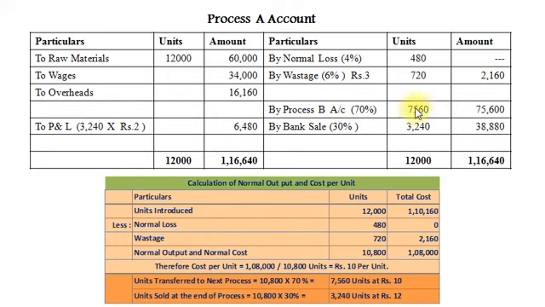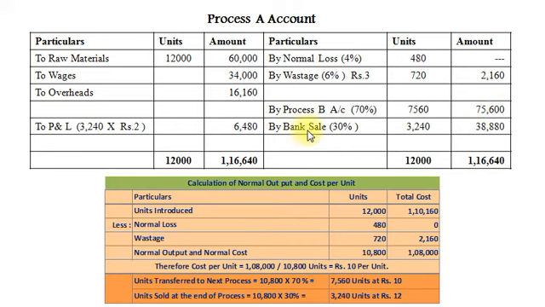Now here let us see the units output or produced at the end of process A. Total 12,000 units introduced minus 480 minus 720, it will result to 10,800 units. Here is the working. So out of 10,800, 70%, that is 7,560 units transfer to process B, and its cost price would be rupees 10. So 10 multiply 7,560 units, so total amount 75,600, and 30% units sold.